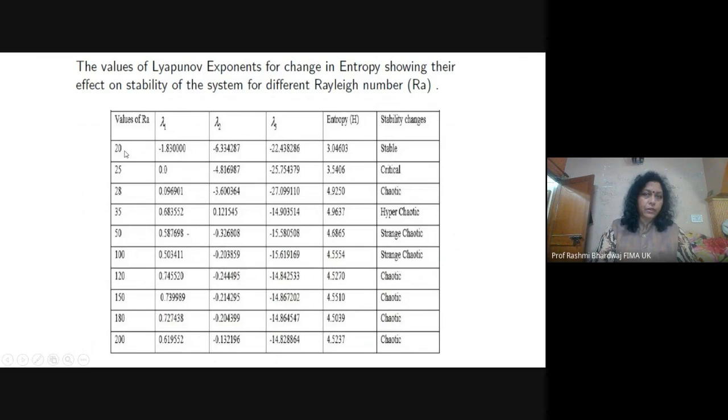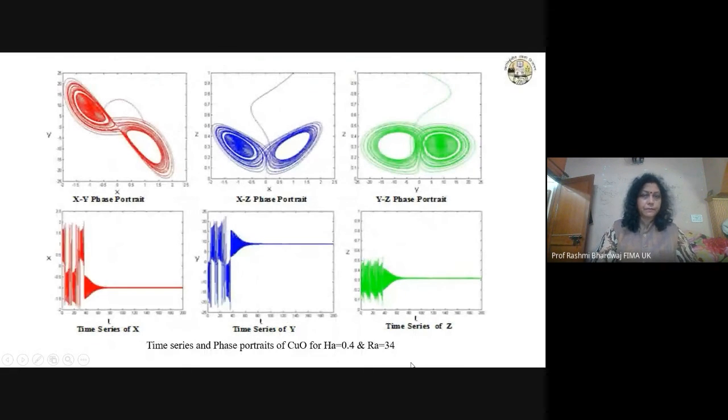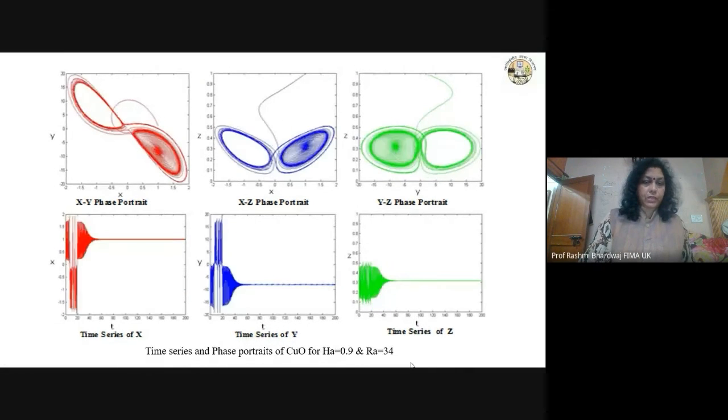For this value of RA, you get stable trajectories because all are negative. Here one is positive, so you get the critical case, meaning zero. Here one is positive, so chaotic. Here two are positive, but the sum is negative, so hyperchaotic. Here one is positive, but the sum is still negative, so it stays chaotic. Like this, we have analyzed all the structures. In the same way, as we increase the value of HA, one is positive and the sum is negative, so it stays chaotic; two positive with negative sum is hyperchaotic; then critical, and at last you get a stable phase. This clearly shows how we have to control it.